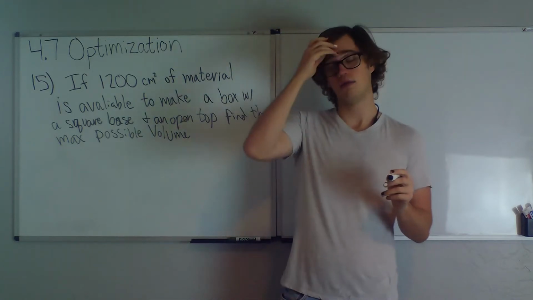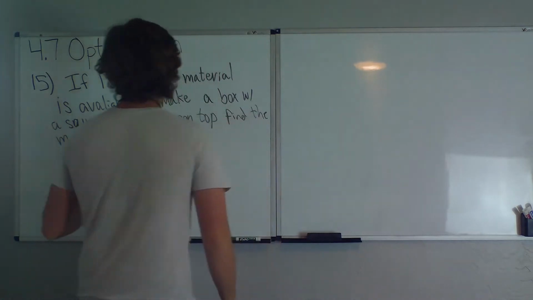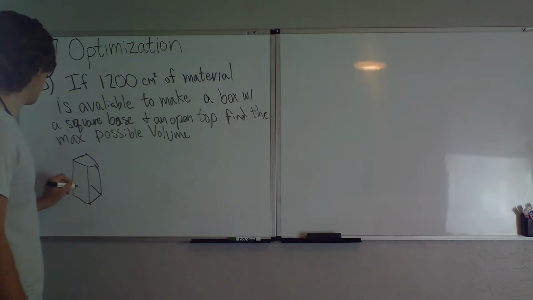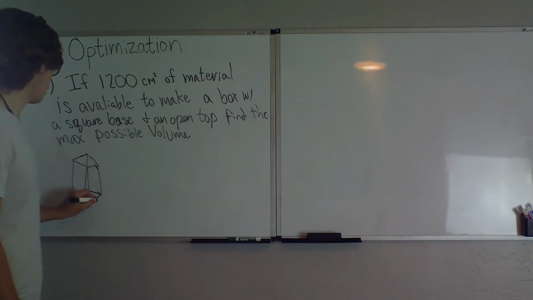Okay, what's next? Draw a picture. So we have our box. I'm a math student, not an artist. That's a horrible box. But we draw our box, and then we label our width, our length, and our height.